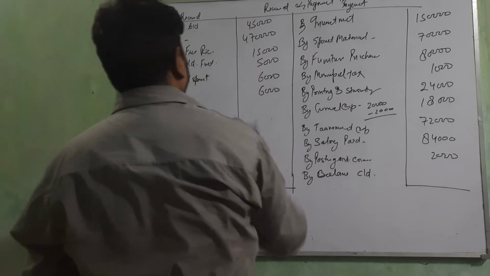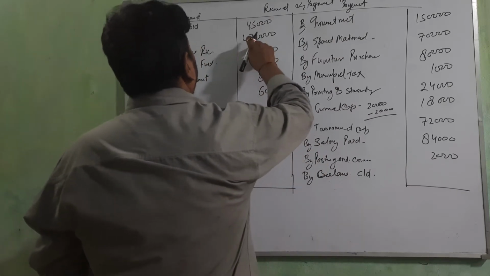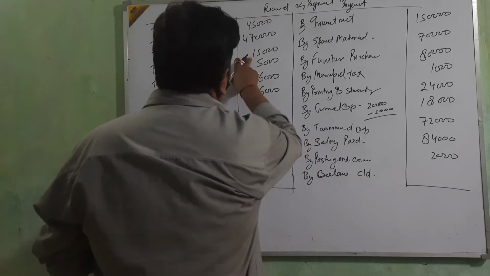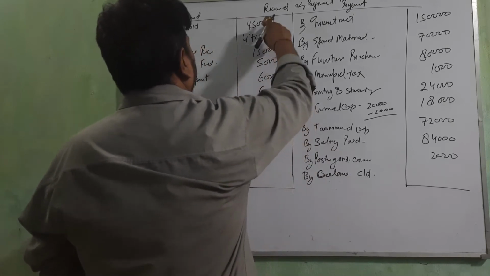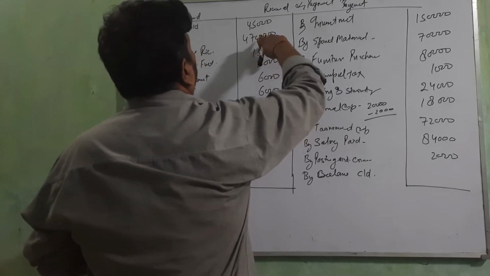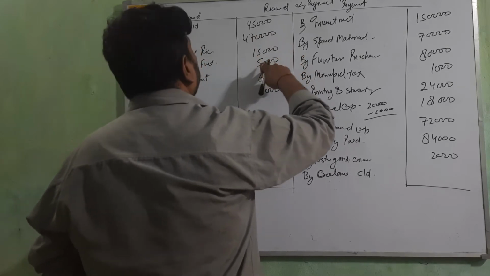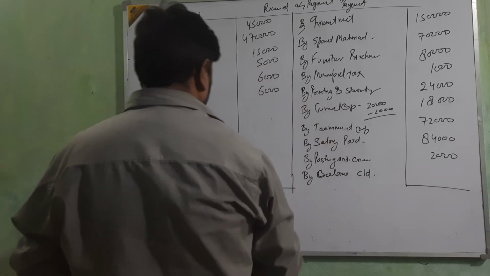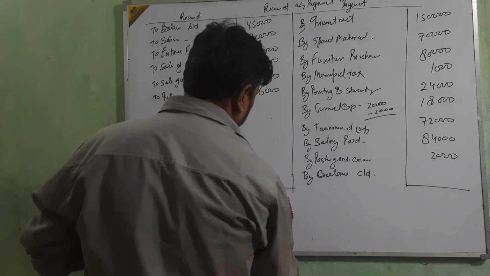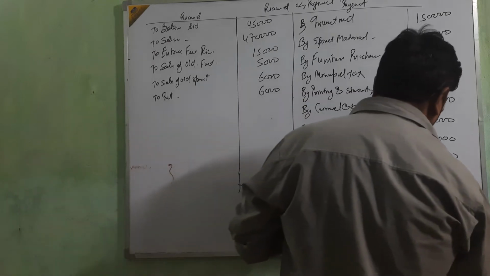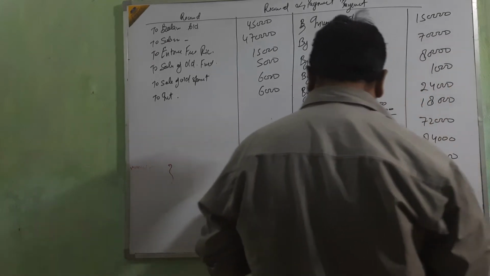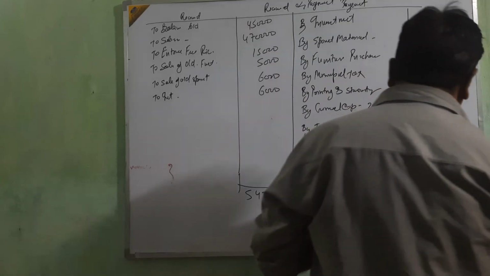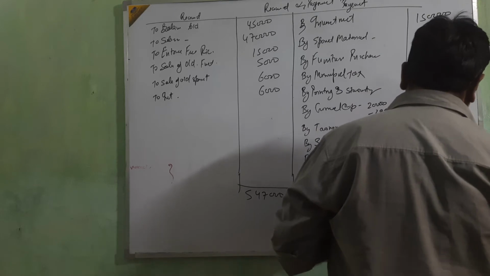Here 4,70,000, 5,10,000, 5,20,000, 5,30,000, 5,35,000, 5,41,000, 5,47,000. This side takes the same total, 5,47,000. Okay, and on this side take the difference. After the difference, the amount is 46,000.